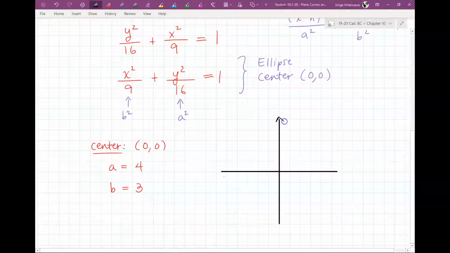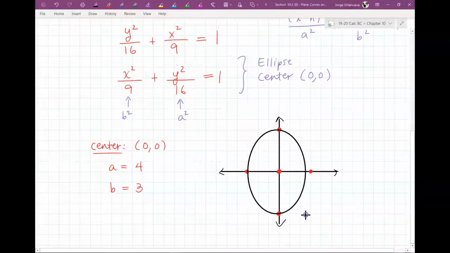So here we go. Since my center is at 0, 0, and I know this is longer vertically because my a squared term is under the y value, not the x value, I'm going to go 4 units up and 4 units down, and then 3 units left and right from the center. And then I'm just going to draw the ellipse. It's going to look something like this. And there's my picture.